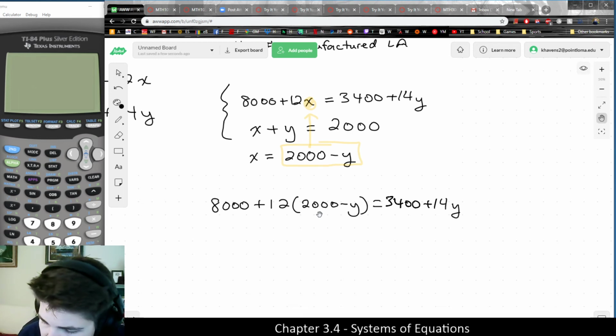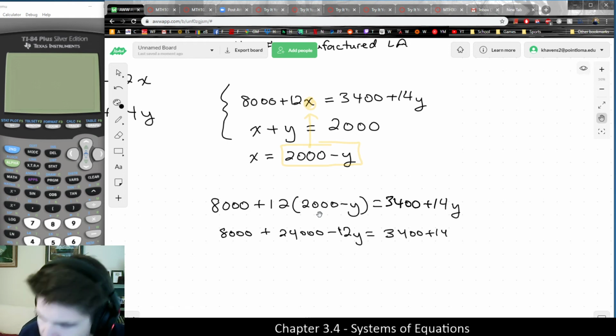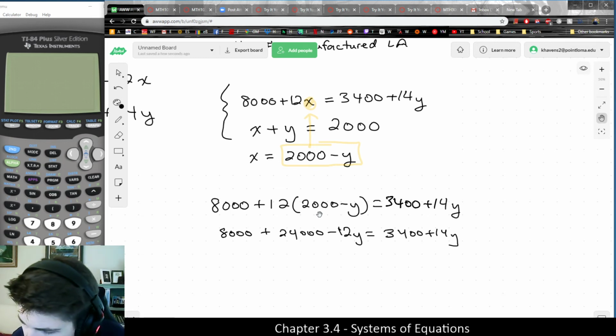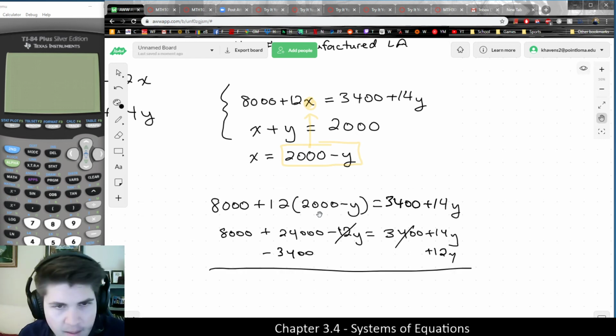By the distributive property, I would have 8,000 plus 24,000 minus 12y equal 3,400 plus 14y. Now I want to put all the y's on one side and all the numbers on the other. So I could add 12y over here, and I could subtract 3,400 over here. That should leave me with a much simpler equation: 26y is equal to, well, let's just do the larger numbers first.